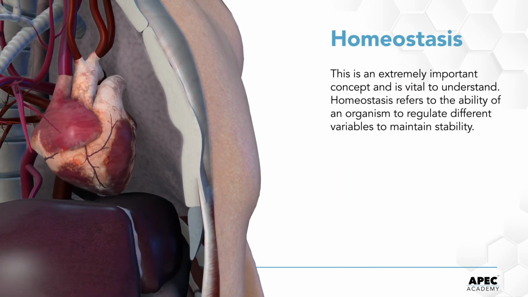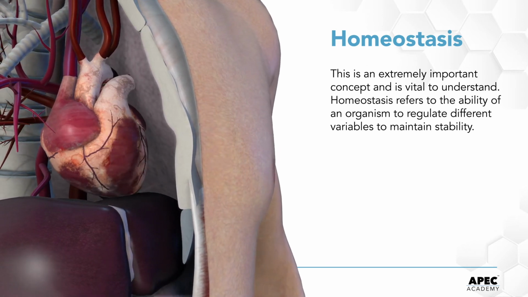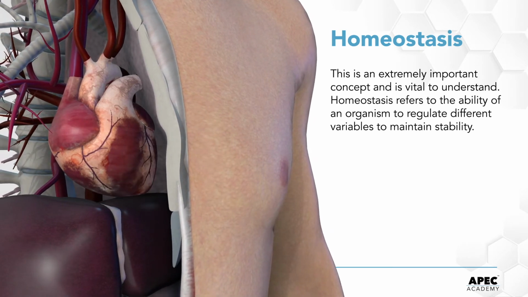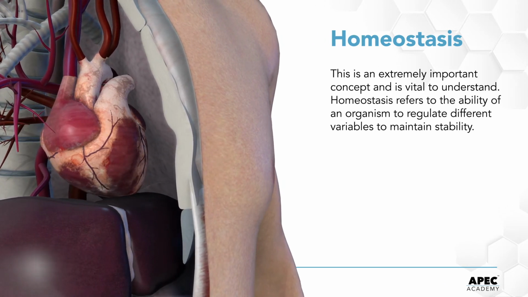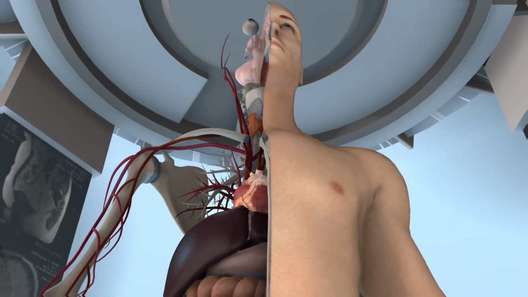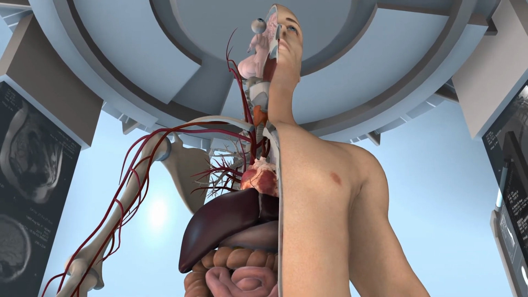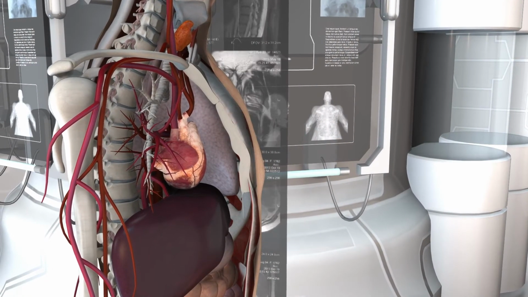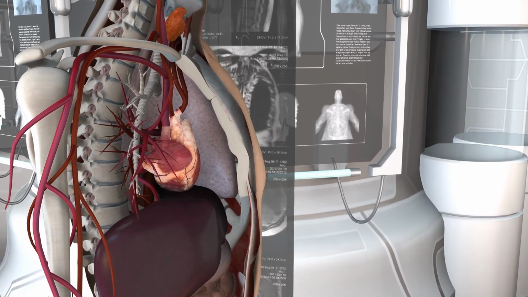The first concept we will look at is the concept of homeostasis. This is an extremely important concept and is vital to understand. Homeostasis refers to the ability of an organism to regulate different variables to maintain stability. The human body exists in a state of balance, so in other words, the right amount of hormones flow through our bloodstreams. Our hearts beat just fast enough to provide oxygenated blood to our tissues. Our lungs breathe in the right amount of oxygen to keep us alive, and so on.